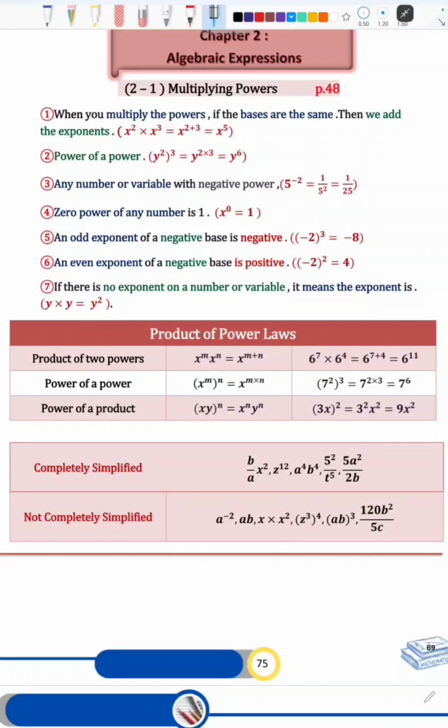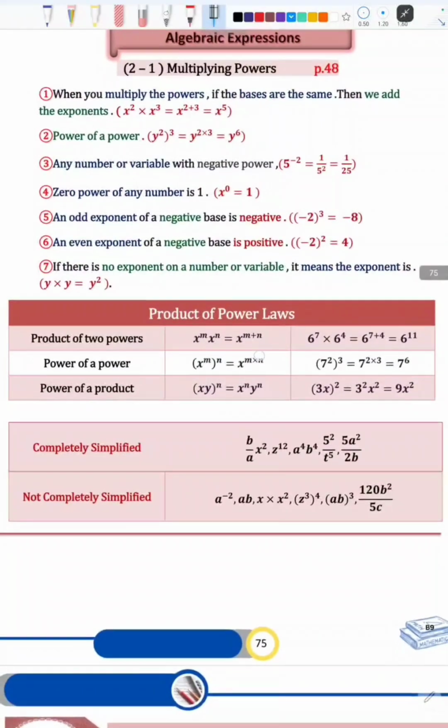An odd exponent of a negative base is negative. Since you have a negative number and the exponent is odd, the answer will be negative. An even exponent of a negative base is positive. Again, here you have negative 2 raised by a power and it is even, so the answer will be positive. If there is no exponent on a number or variable, it means that the exponent is 1. Pay attention. Here is 1, here is 1. You have the same base, you're going to add the exponents, so it will be y power 2.